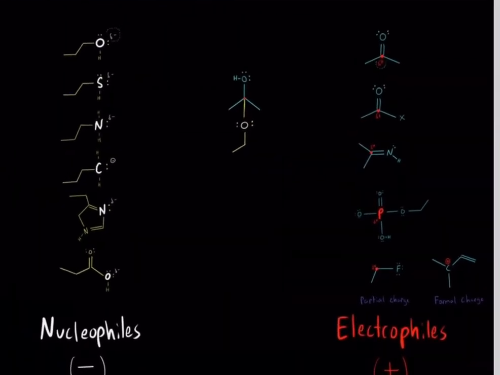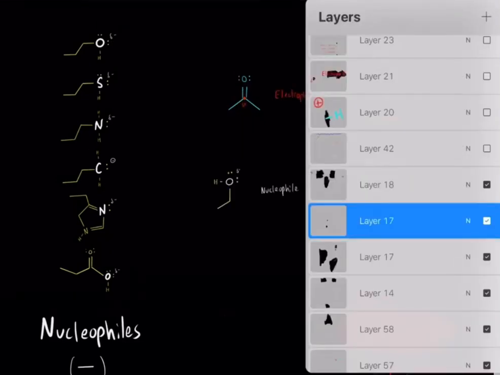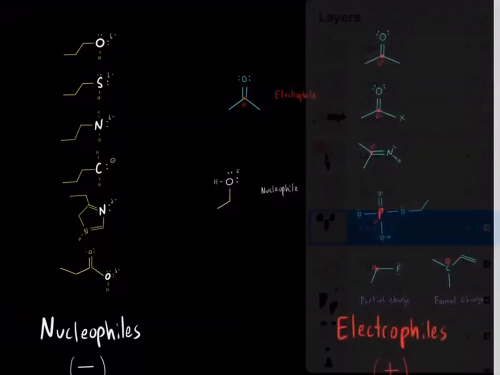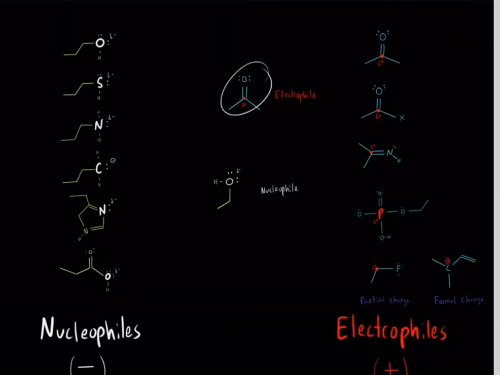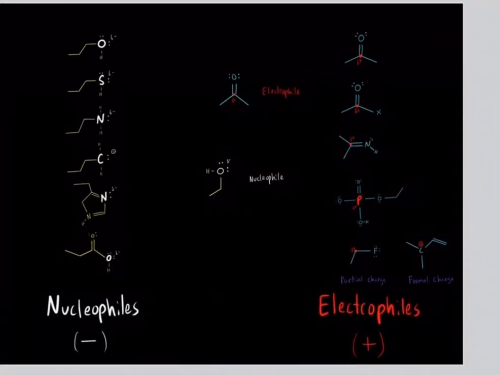The idea was this molecule had some negative charge, this molecule had some positive charge, so they attracted and reacted to form this molecule. So the molecule with the negative charge is the nucleophile, while the molecule with the positive charge is the electrophile. So we have this nucleophile react with this electrophile.